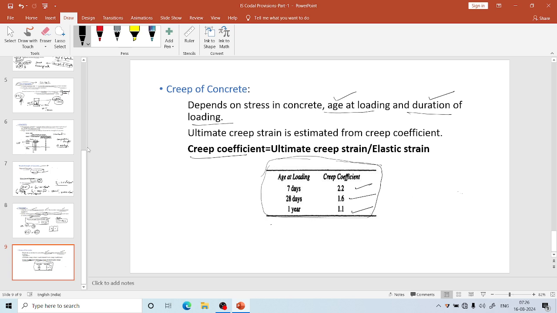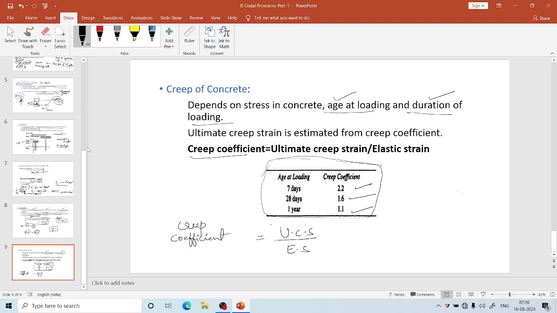What is this ultimate creep strain? Ultimate creep strain is when we take this creep also into effect. Elastic strain means, without considering creep into effect, the strain caused by the loads. We call it elastic strain. Creep coefficient equals ultimate creep strain by elastic strain.